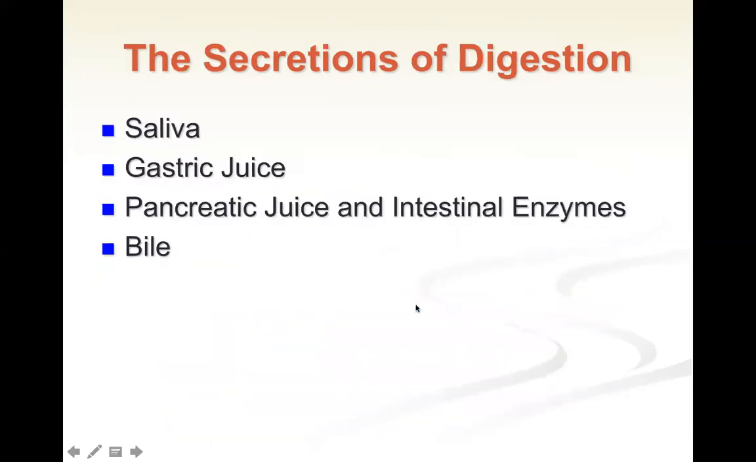What type of secretions are there in the GI tract? Well, you're probably pretty familiar with saliva. We're going to talk about that a little bit on the next slide. There's something called gastric juice, and gastric juice is made up of water, enzymes, and something called hydrochloric acid, or HCl. Gastric juice is found in the stomach and helps to form that liquid chyme, break down proteins, etc.